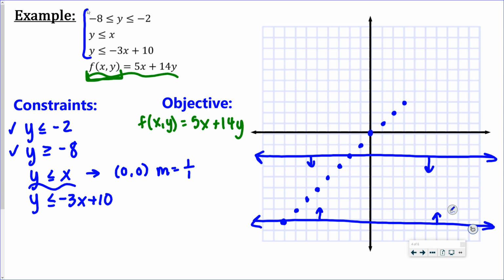You're going to have to find the intersections of your constraints, so I like to plot as many points as I can that intersect my constraints, because then it's less math I have to do in the end. All right, so there's that line, y equals x. Now this one says I want to shade everything less than or equal to this line, so that'd be everything below.